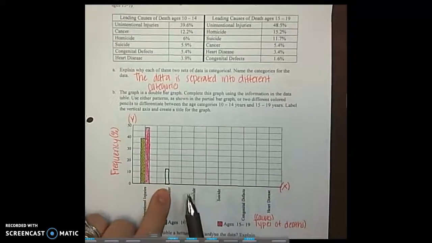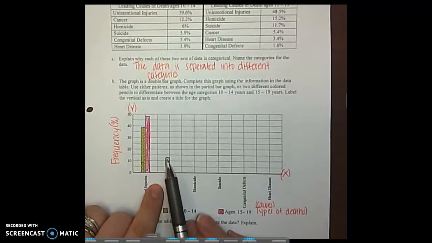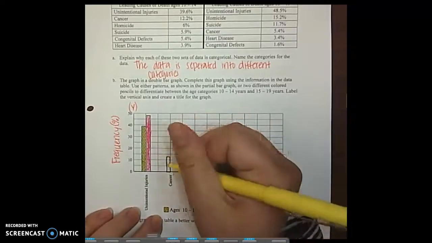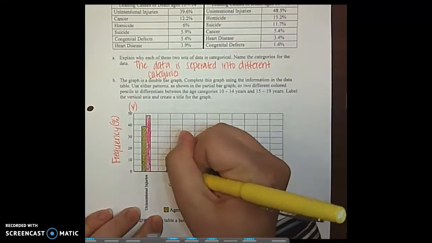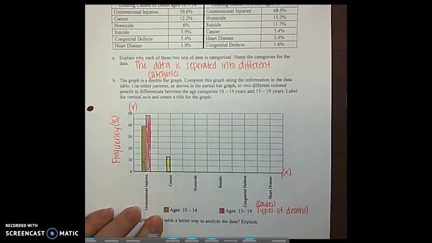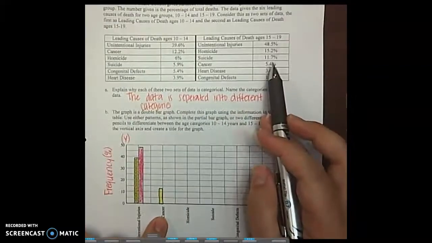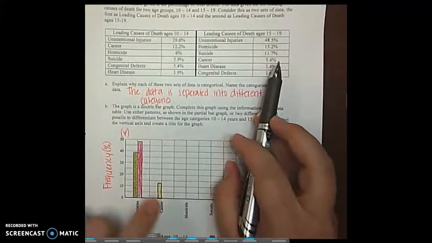And we mentioned in the previous video that you need to have straight lines and the bottom of your graph needs to be sitting on the x-axis. And because it's the 10 to 14, I'm going to color it yellow. Now, cancer in the 15 to 19 is at 5.4%.